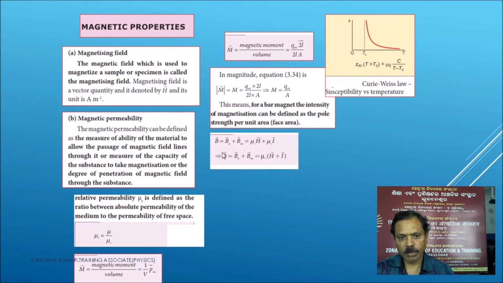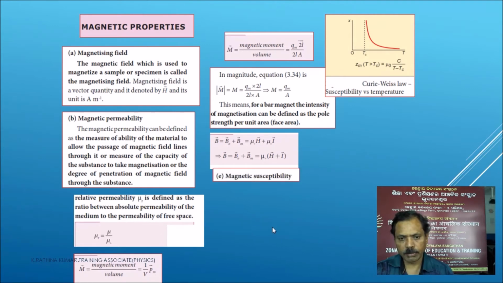Then the magnetic field can be summed as the magnetic field in the vacuum plus in the medium, which is called mu naught H plus mu naught I. I mean, H means intensity, I means magnetization. Then the B vector is equal to B naught plus Bm, that is, mu naught into total (H plus I).